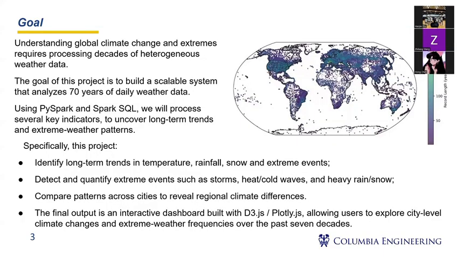Our main problem is simple. To understand climate change and extremes, we need to process many years of daily weather data. So our goal is to build an end-to-end pipeline that can scale. Specifically, we do three things. First, we compute long-term trends like temperature and precipitation changes over decades. Second, we detect extreme events, use clear rules, and count how often they happen each year. Third, we deliver the results in a web dashboard so users can compare cities.